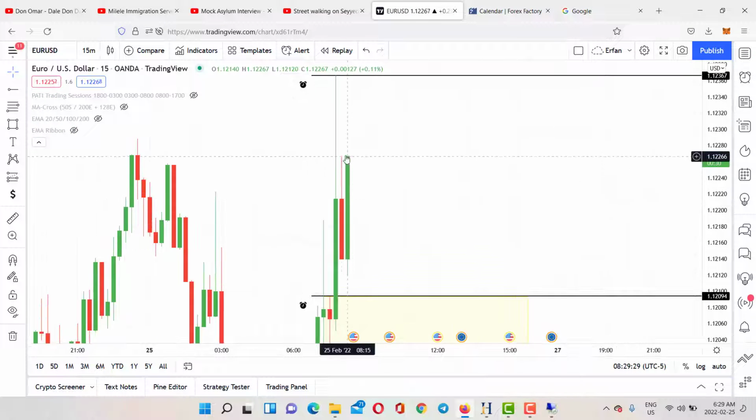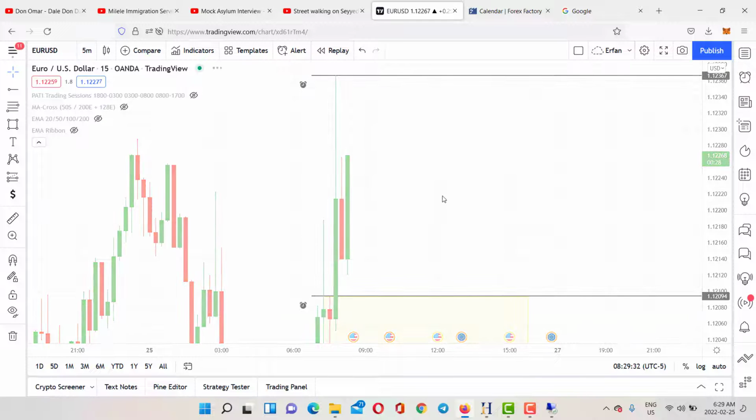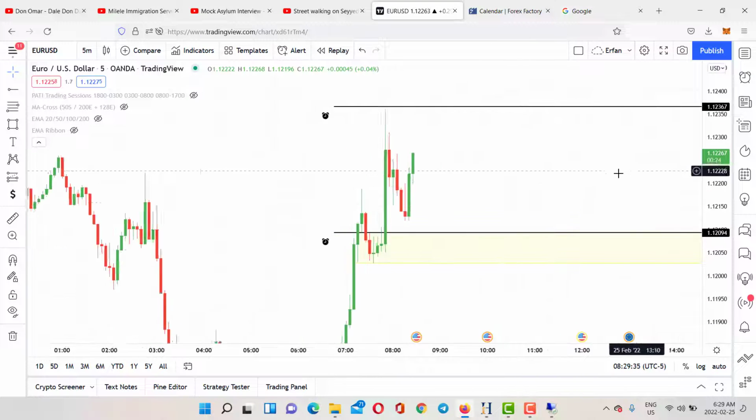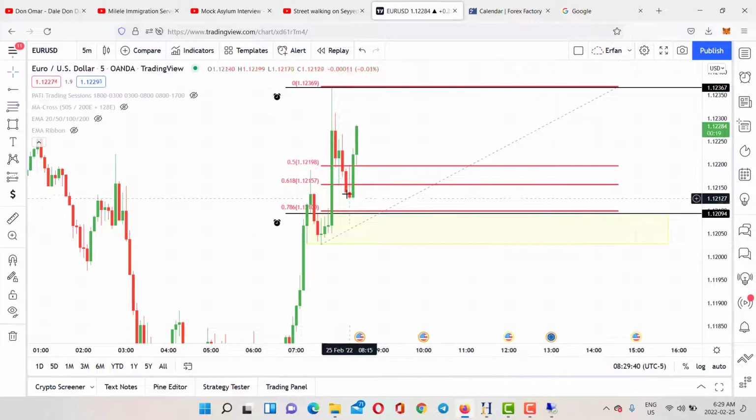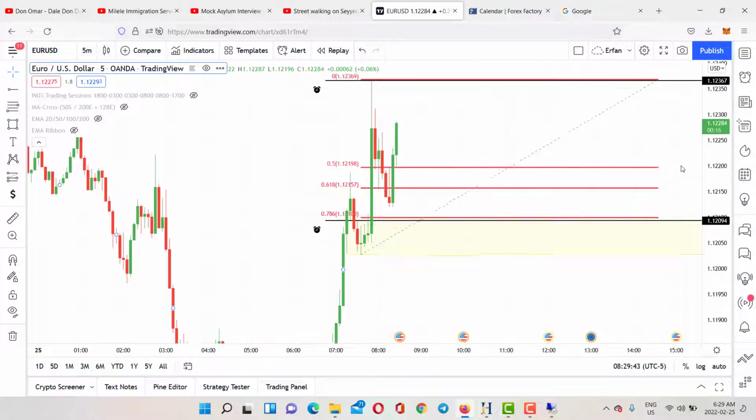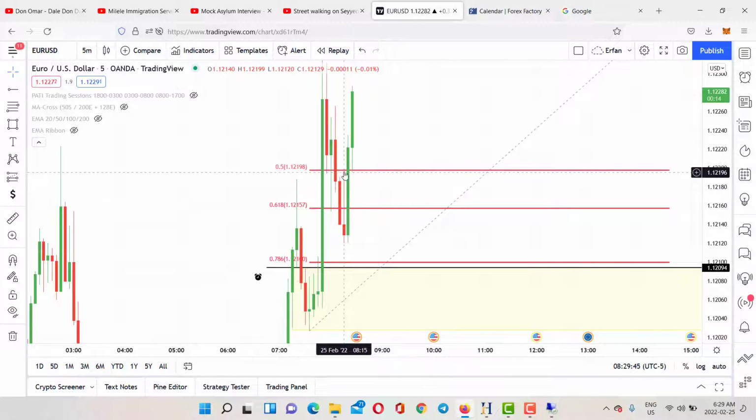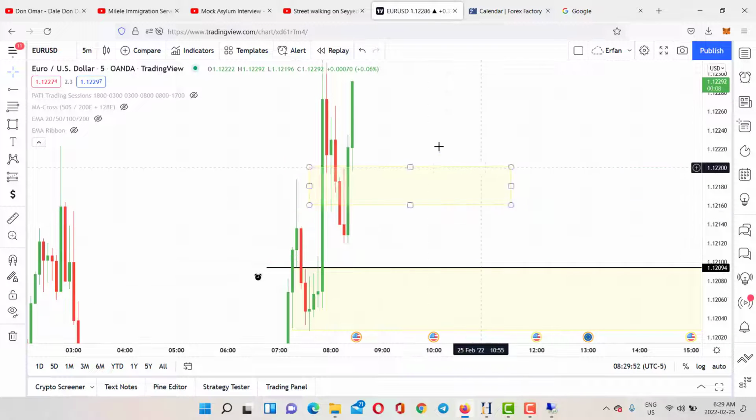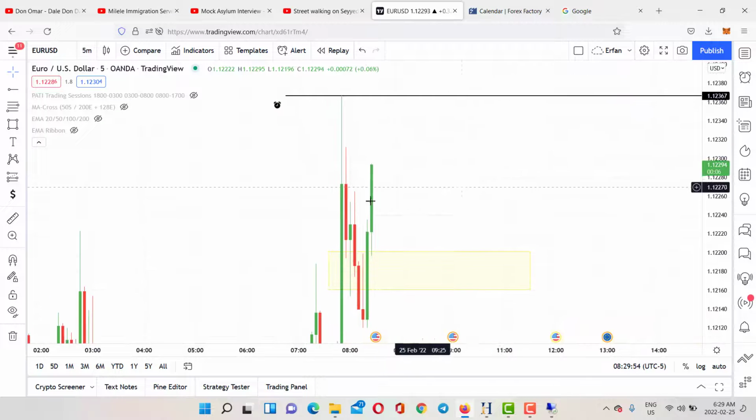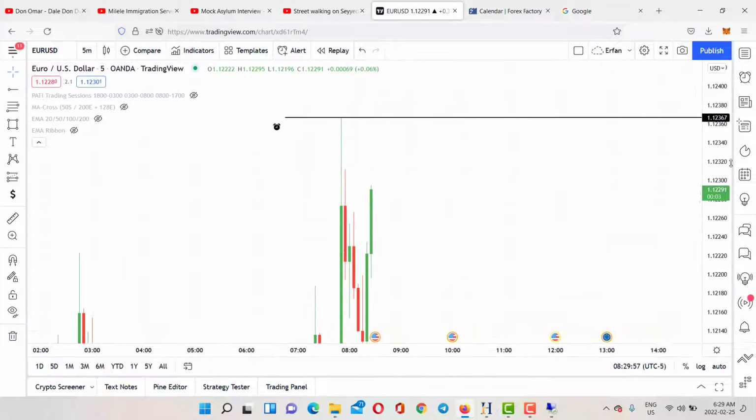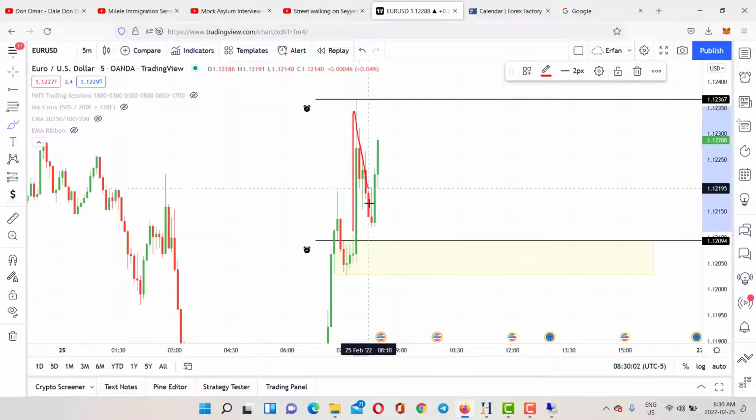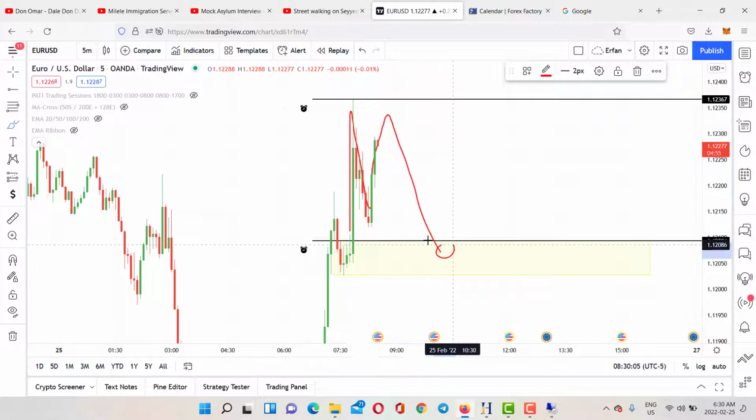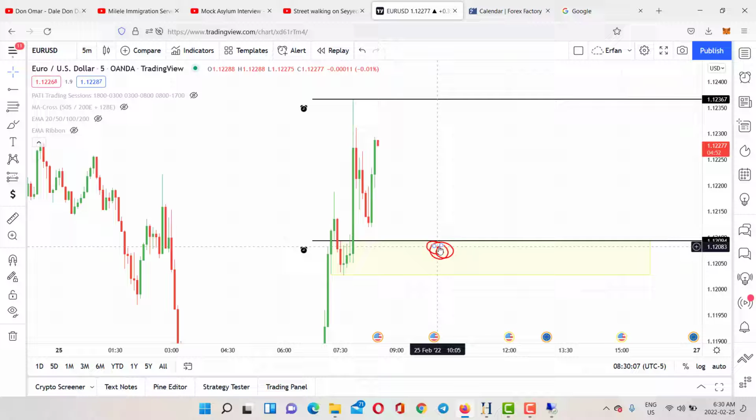EURUSD is trying to break above the previous candle, so this is exactly what it's doing. It didn't respect this high probability order block. It's respecting this golden zone, and not really golden zone, because the golden zone is here. So it didn't respect the golden zone, but it kind of respected this. And in my opinion, it's going up and creating an M to tap into this zone. But we'll see what happens.